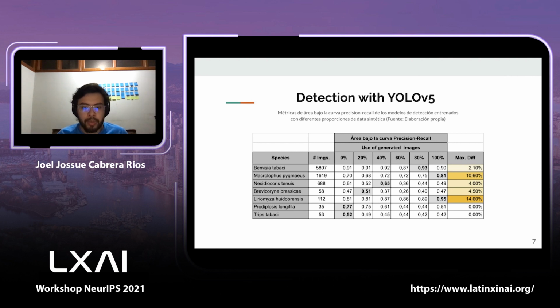To evaluate this, we use the metric area under the precision-recall curve on testing data. We evaluated this metric per species. The table shows the AUC metrics of the models trained with 6 different datasets and for each species. We can observe that in 5 of the 7 species, the metric improved when we use a fraction of the synthetic data in the training sets. In some cases, the increase in performance has been more than 14%.